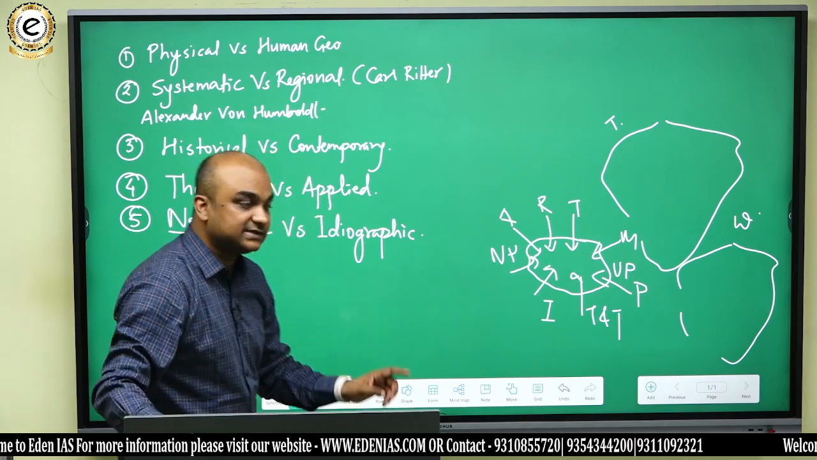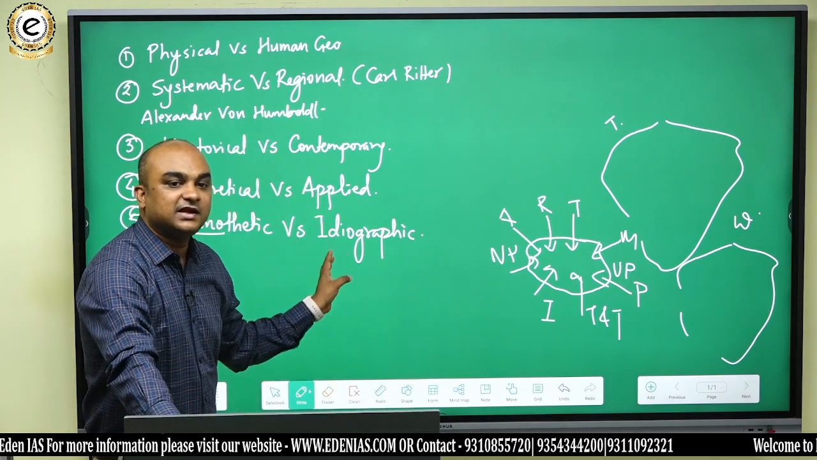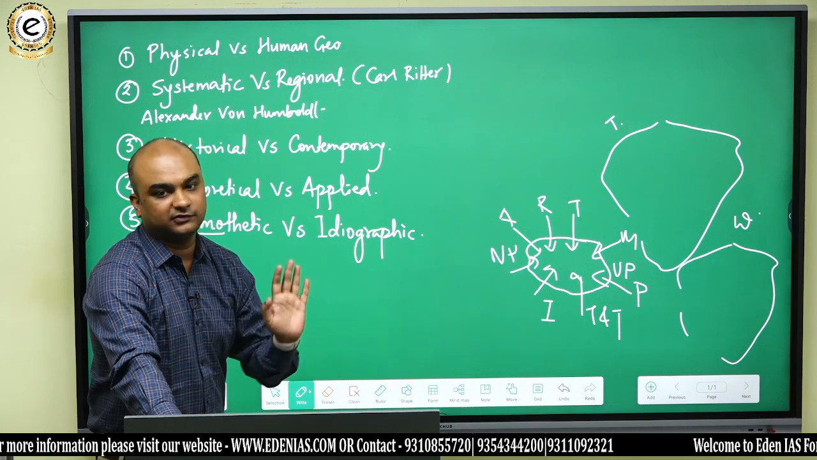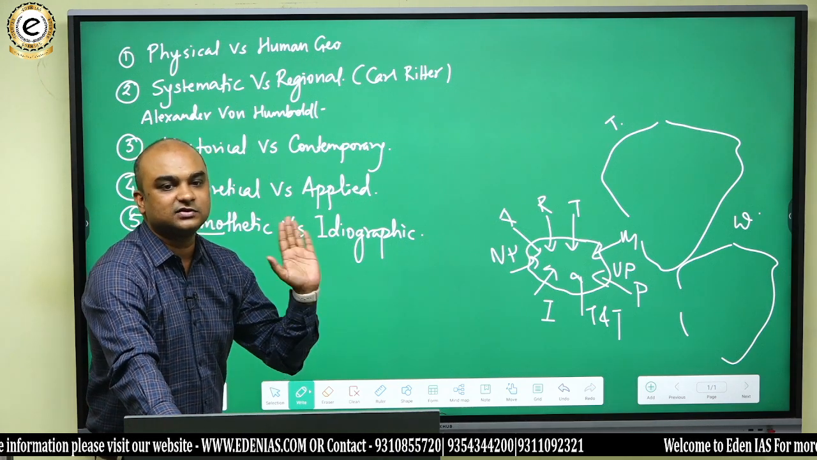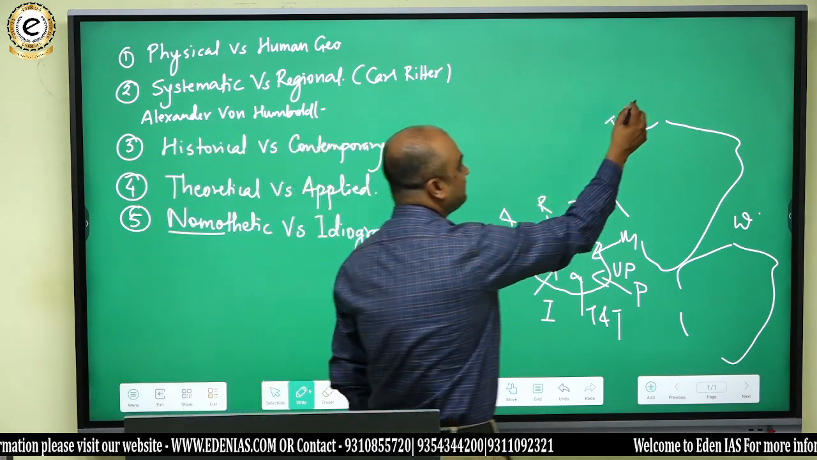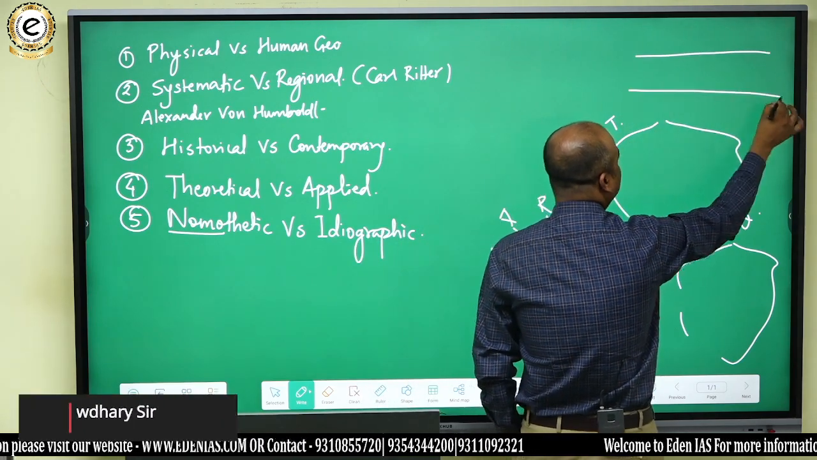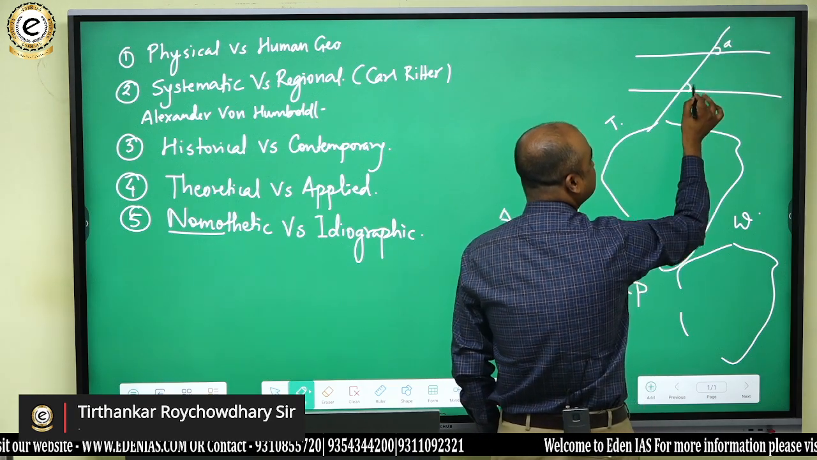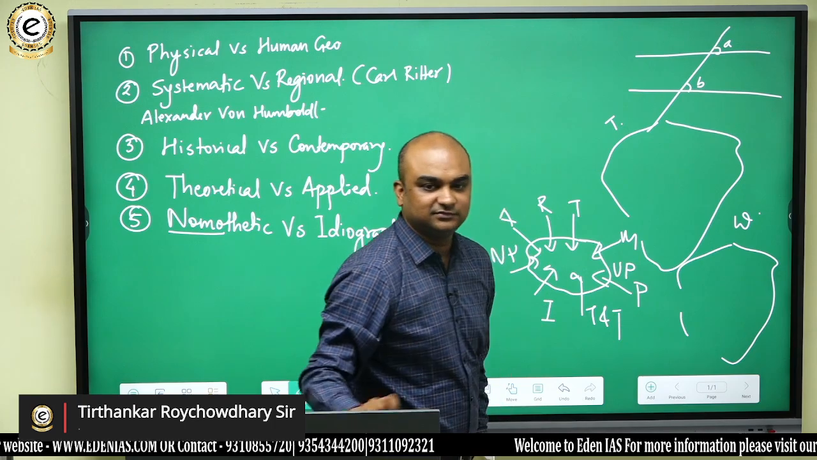So that is that branch of geography which says that you cannot have generalized laws in geography. Like you have generalized laws in mathematics, like say for example, if I draw two parallel lines and I draw an intersection, can I say if this is A and this is B, A and B are similar angles?